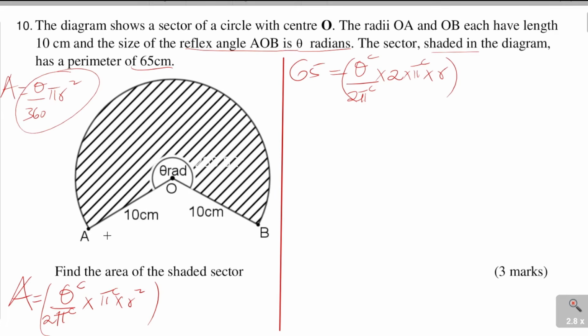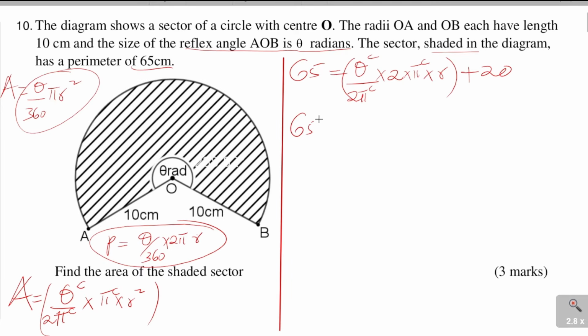Remember how we get the length of the arc? When you're given the angle as theta at the center, it is theta divided by 360 times 2 pi r. We only have it different because we have the angle in theta radians, so instead of using 360, we use 2 pi radians. Once we do that, we must add the 2 radii, from A to O, that is 10 plus 10, which is 20. That is what is going to give us 65.